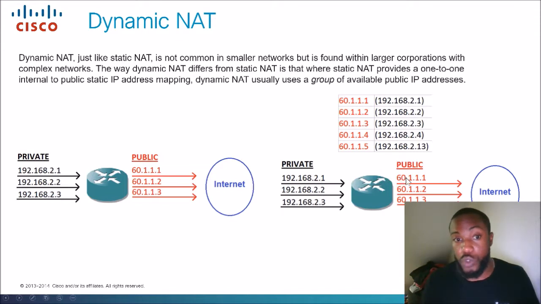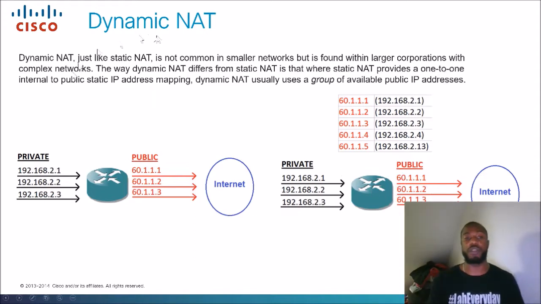Now, he's going to use 1.1 again, like he did over here, except that it was randomly picked. He picked the first available address, and that just happened to be the same one as the static NAT one. So this is probably not a good example. But 2.2 picked 160.112 to go out on the internet, and so on and so forth. It's just that we have an available pool of addresses that we are going to use when we go out on the internet.